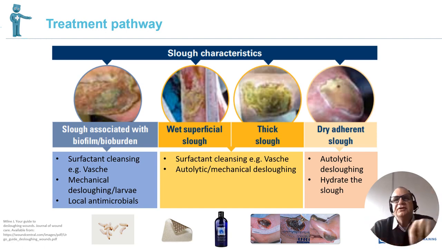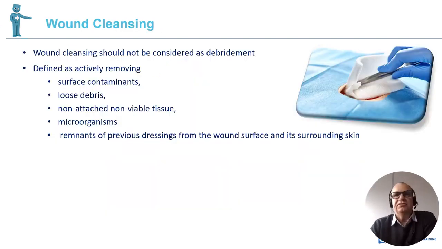However, there are treatment pathways out there looking at the different types of slough which is there, looking at using flushing methodologies to remove, using surface and dressings that cleanse, autolytic mechanical desloughing, etc. So again, it comes down to assessment, again it comes down to making a decision on what will work better for the wound, for the patient, and for us.